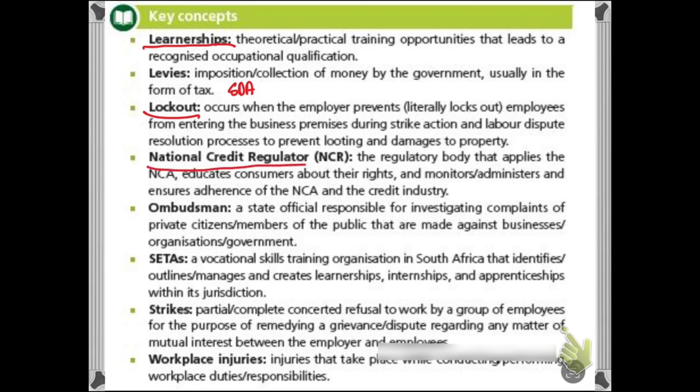Your NCR is your National Credit Regulator, and this falls under your National Credit Act, so therefore protecting either the credit providers or the consumers. The Ombudsman is someone that investigates complaints. SETAs are sector education and training authorities, so they are the ones that create learnerships, internships, apprenticeships, and they adjudicate this. So that means they make sure that it works. Strike, by now you know exactly what a strike is, and then it gives you a proper definition of what workplace injuries are.